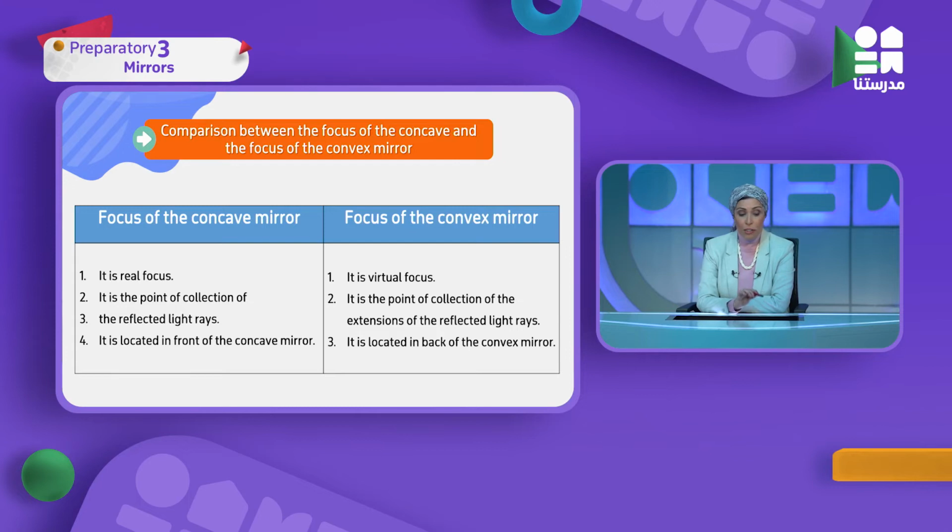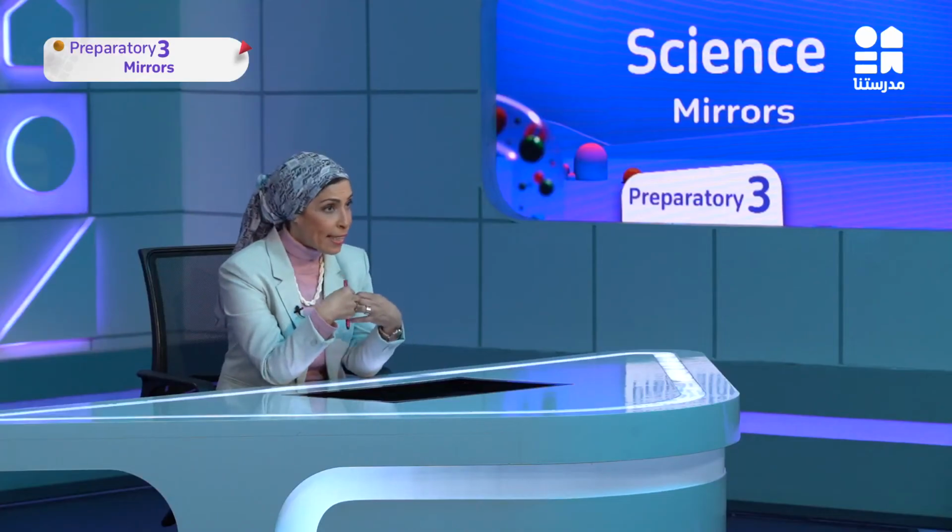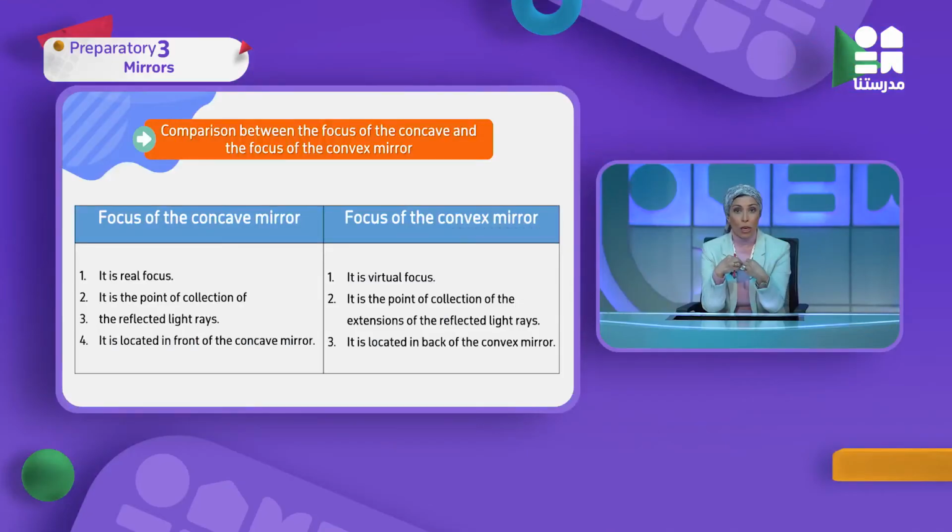Now the focus in the concave mirror is the point of collection of the reflected light rays, as we saw when we drew, they gather at a point called the focus. So in the concave case, it's a point of collection of the reflected light rays. In the convex, it's also a point of collection, but of the extension of the reflected light rays. What does the word extension mean? The extension of the rays meets together and makes a focus, but not real, virtual, not existing. So I can say it's a point of collection of the extension of the reflected light rays.